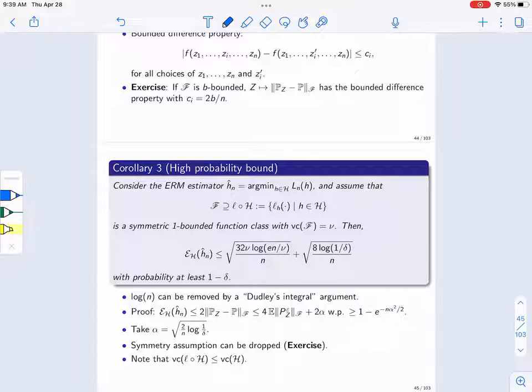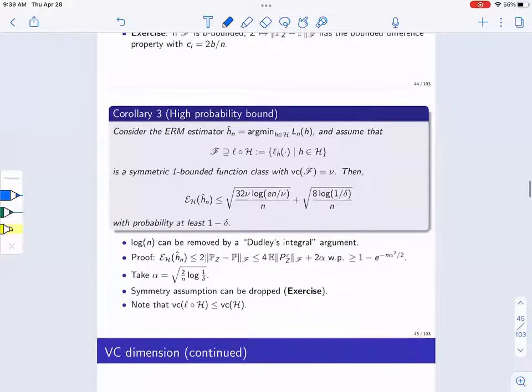Okay, and I mentioned that there's an assumption here that F contains this loss class and is symmetric, and you can remove this symmetry. And then furthermore, the VC dimension of this class is upper bounded by the VC dimension of H. So if H has a finite VC dimension, nu, then this result holds for that.